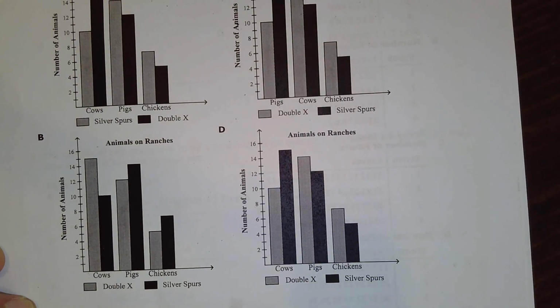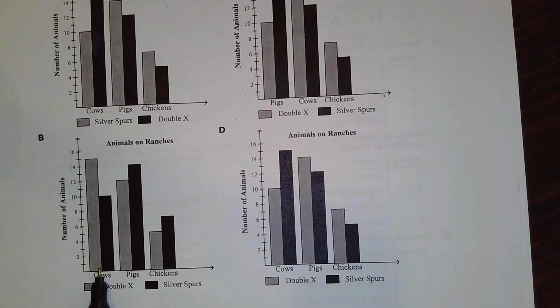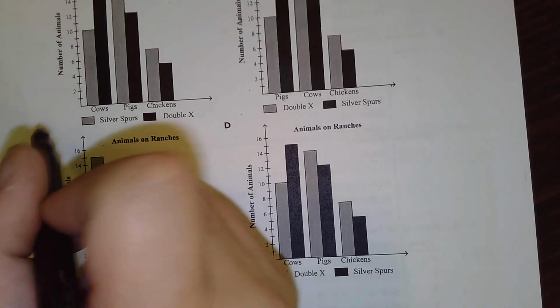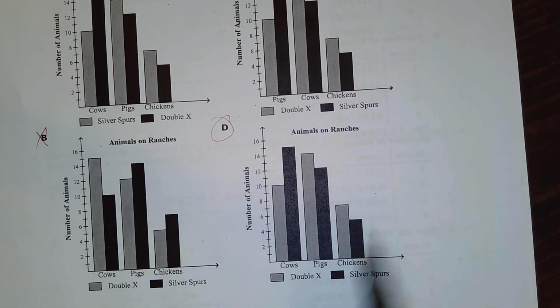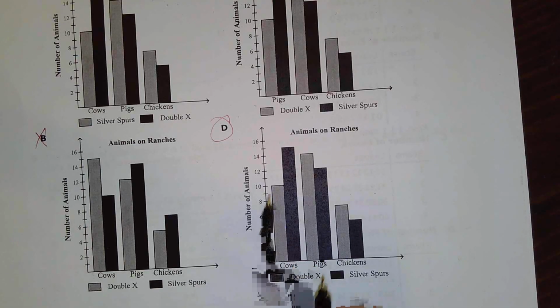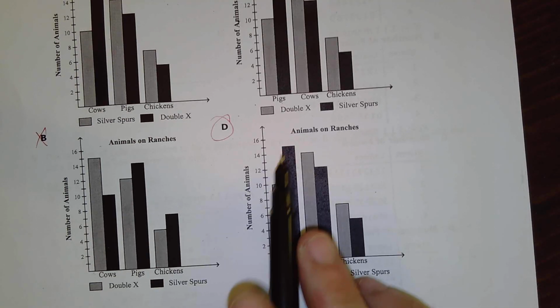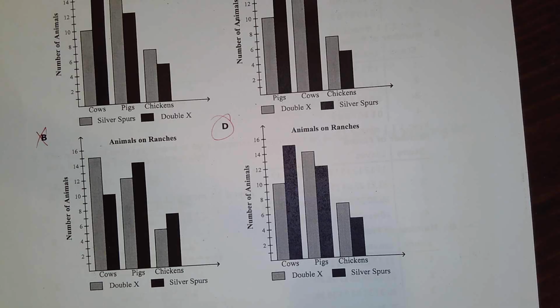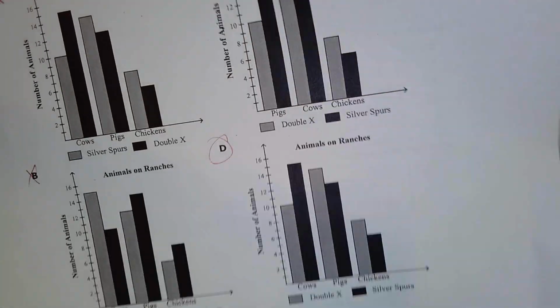Again, 10 cows. Double X, right? Double X is this color here. It should say 10 cows, but it does not. So B is not our answer. D is our answer. Double X, 10 cows. Silver Spurs, 15 cows. So that one actually works. All right, next one.